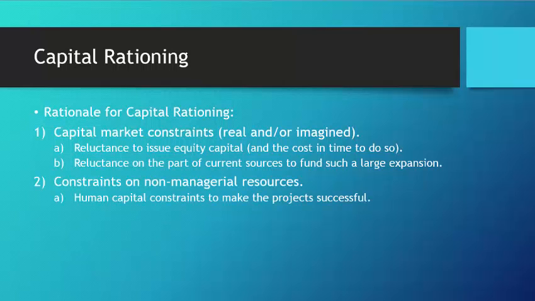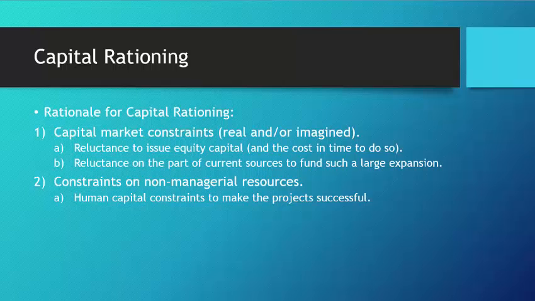The second is there may be some constraints on non-monetary resources. I don't know how I got managerial. I'm thinking in my head instead of actually writing what I'm supposed to be saying. So this should say non-monetary resources. The big constraint here is on human capital. We may have the best people to run so many projects, but you give them too many, and I'm going to run out of people I can actually believe in.